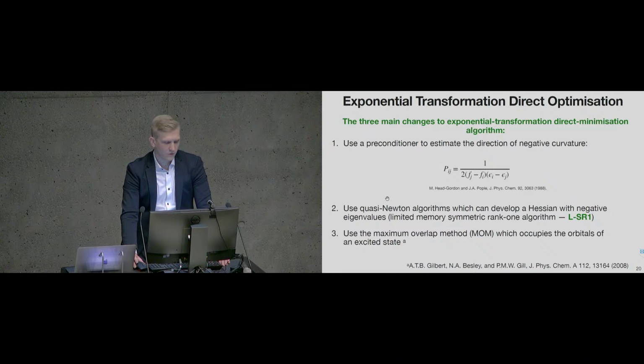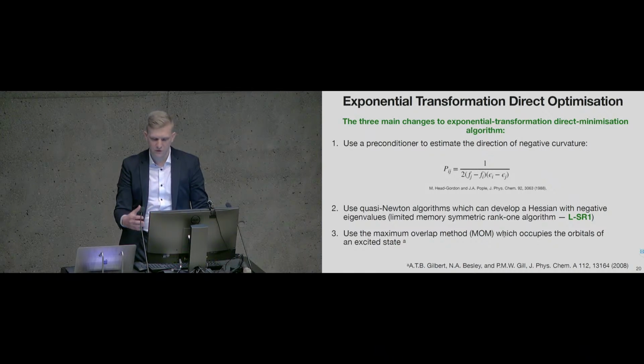And then we also had to use a maximum overlap method. So basically this method just occupies the orbitals according to our initial guess, and during the minimization it always tries to keep the symmetry of the state.